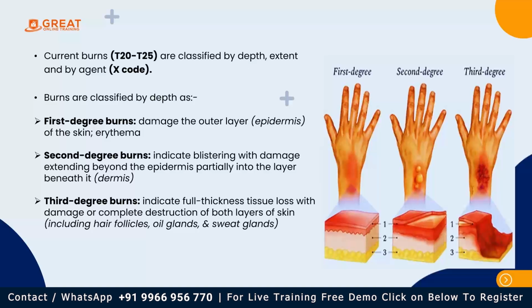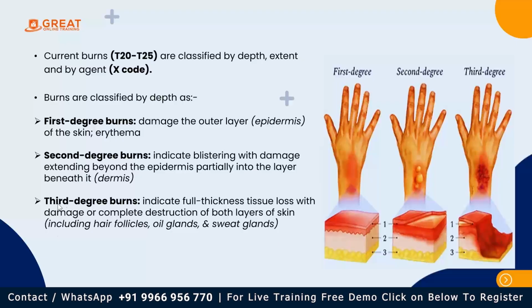Clear? Okay. This is extent. Extent means degree. First degree burn, I'll explain that. First degree burn damages the outer layer of skin, the epidermis, also known as just redness. Then second degree burn, this picture indicates blistering with damage extending beyond the epidermis, partially into the layer beneath it, the dermis. You can see here the second layer is also damaged.